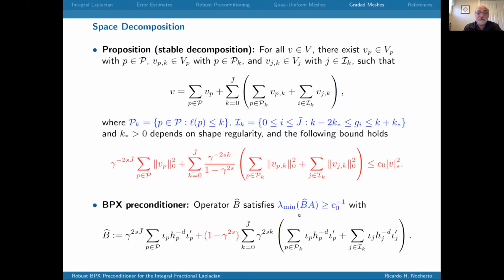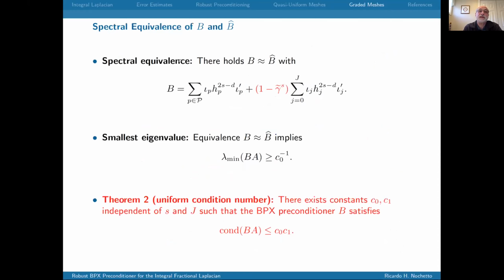The problem is that this B hat is not our B. So the next step is to prove that these are spectrally equivalent. So the B hat that I mentioned before and the B that I mentioned even earlier are spectrally equivalent. And that leads to a lower bound for the lambda min and our theorem that says that we can, in fact, control the condition number of B times A by something uniform in the levels and S.